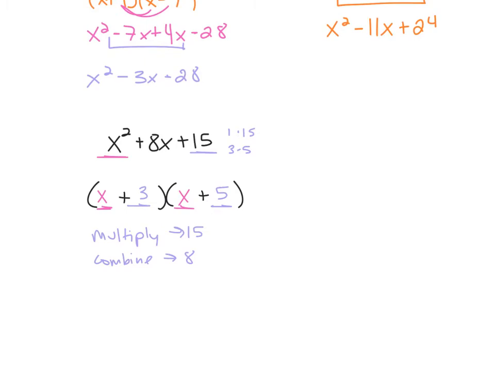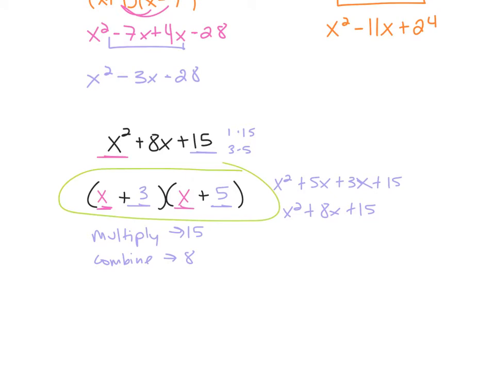Okay, and we can always check ourselves, right? We can redistribute this to see. Well, x times x is x squared, plus 5x plus 3x plus 15. Sure enough, x squared plus 8x plus 15. So there is our factored form of x squared plus 8x plus 15.